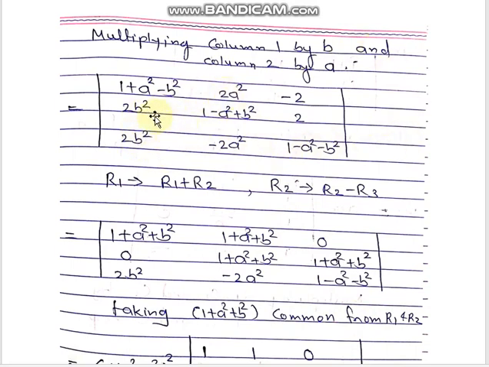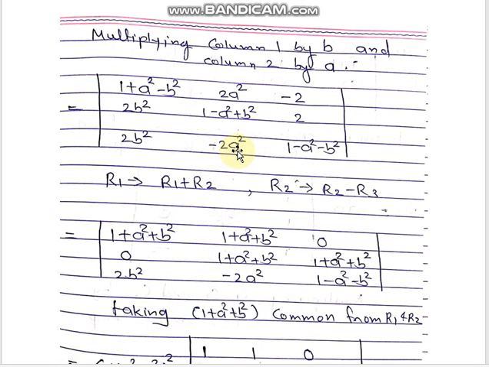Now you can see here, if we add row 2 into row 1, we will get 1 plus a square plus b square. Similarly here you add, you will get 1 plus a square plus b square, and minus 2 plus 2 will be 0. Again, now we are subtracting row 3 from row 2. Why? Because here we have 1 minus a square plus b square, and here we have minus 2a square, so we cannot add. That's why we are subtracting.